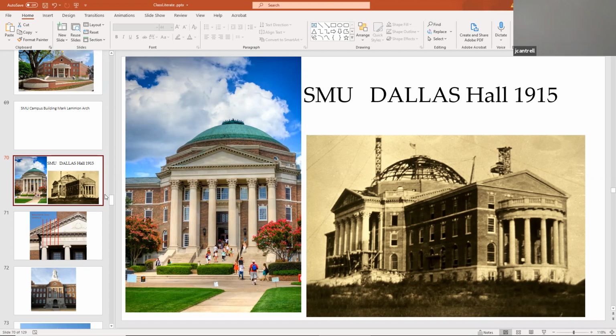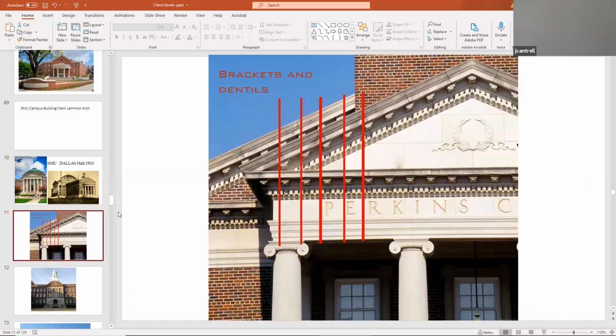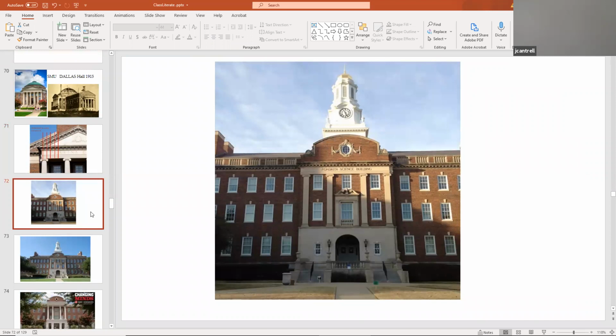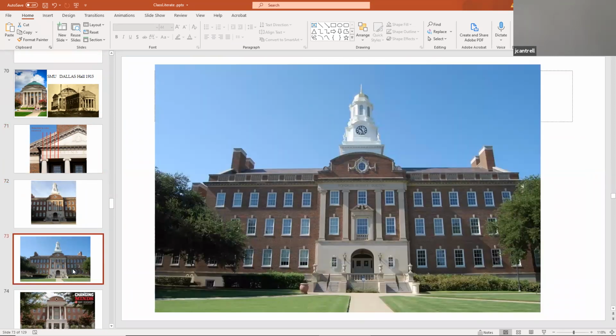Of course, here are some of Mark Lemon's other buildings, the Perkins Chapel, we mentioned that earlier. A really interesting language of the curved arch pediment with, of course, the Roman Ionic capitals. Of course, we see the heavy neoclassical base, which the columns rest on. This is just an exquisitely, beautifully proportioned facade.